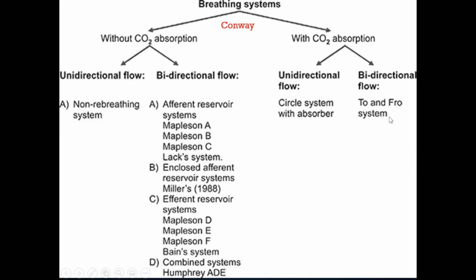Bidirectional, to and fro system, uses one limb, the same limb to inspire and expire, using an exhalation and inspiration valve, which can cause a lot of patient desynchrony. Currently, it's not commonly used. Then without CO2 absorption, you have unidirectional flow, the non-rebreathing system, and bidirectional flow. You have Mapleson A, B, C, and everything. All these are not so important, but you have to know there are two different types of classification.